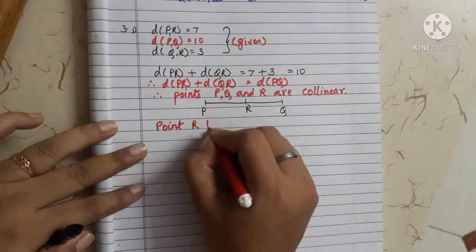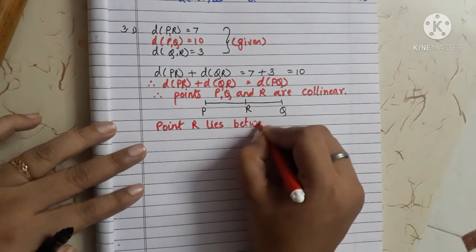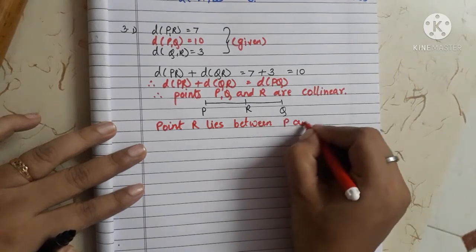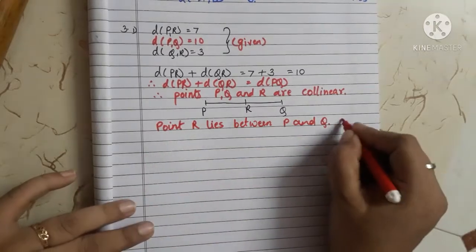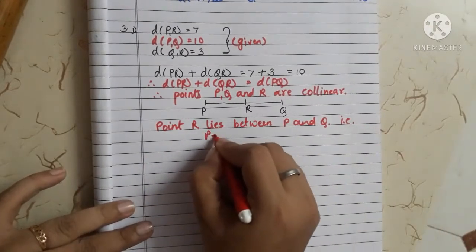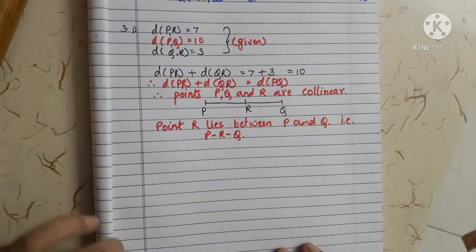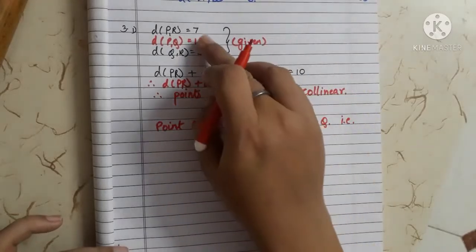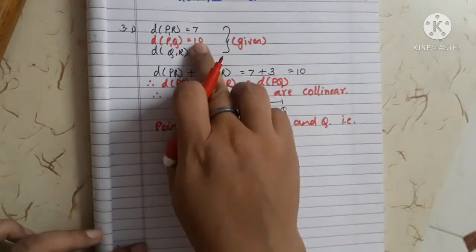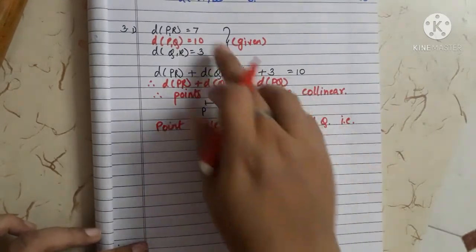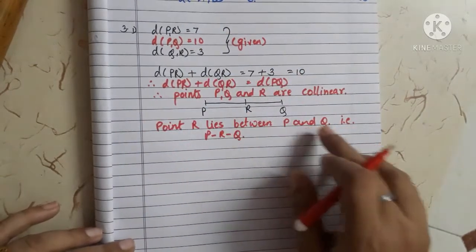point R lies between P and Q, that is P-R-Q. Okay students, whenever betweenness is there, first see the largest number, keep it as it is, add the remaining two. If that is equal to the largest number, then the points are collinear. If the sum of the remaining two numbers is not equal to the largest number, then the points are non-collinear.